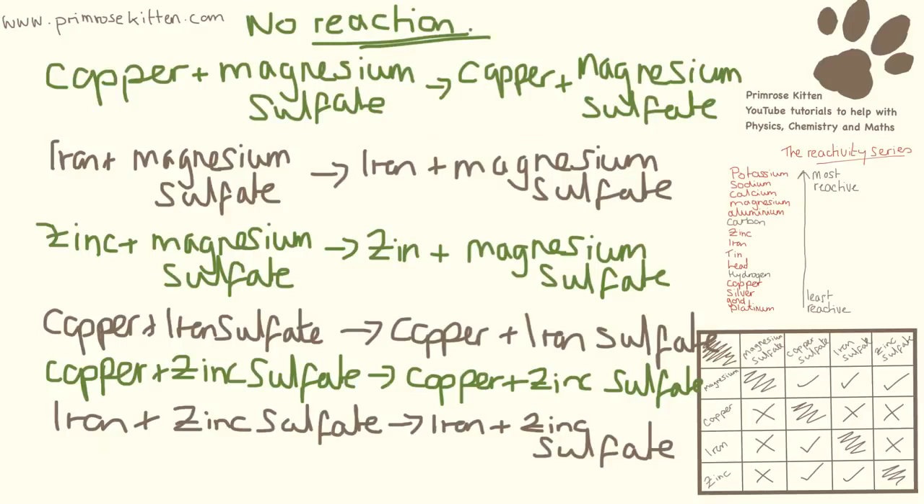So for all the reactions where there was no reaction, what we started off with, copper and the magnesium sulfate, is exactly what we end up with, copper and the magnesium sulfate. And this is true for all of them: iron, magnesium sulfate, zinc, magnesium sulfate, copper and iron sulfate, copper and zinc sulfate, iron and zinc sulfate. Just because we mix two things together doesn't mean there has to be a reaction. Here there was no reaction, so what we started off with is exactly what we end up with.